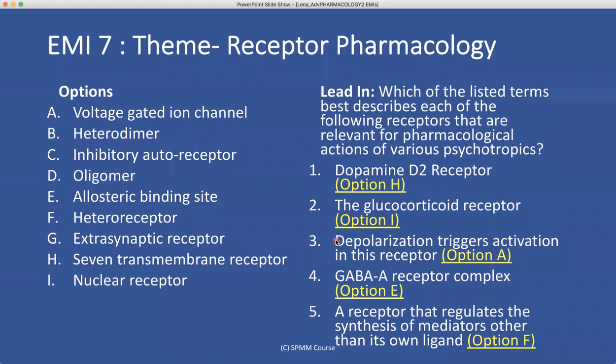So question number 1, dopamine D2 receptor is 7 transmembrane. Glucocorticoid receptor is a nuclear receptor. Depolarization triggers activation of voltage-gated ion channel. GABA A receptor complex has many allosteric binding sites. A receptor that regulates synthesis of mediators other than its own ligand is a heteroreceptor.